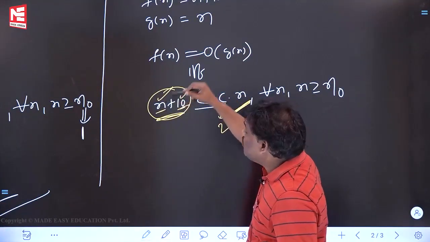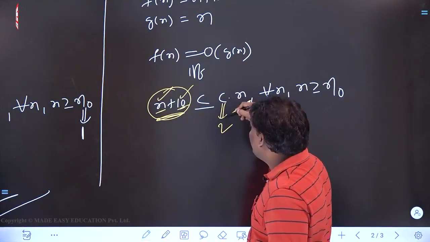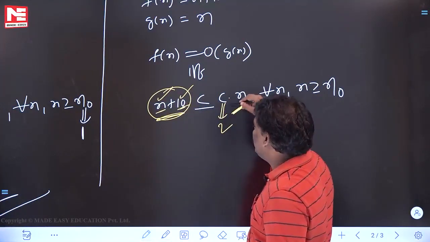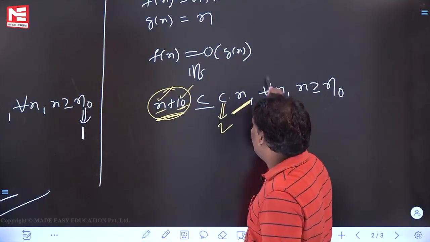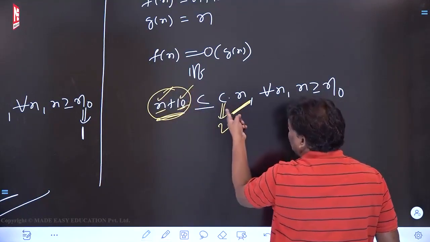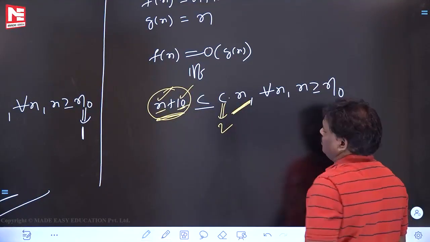Because the left is already N plus something, but on the right, if I take C value 1, it is only N. Here, if I take C value 1, only N is there. So I want to make this side bigger. I took C value 2. So the left is N plus 10, and the right is N plus N, and N plus N is bigger.